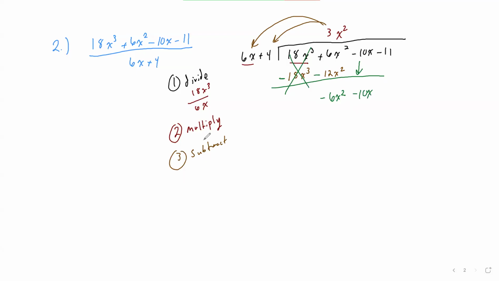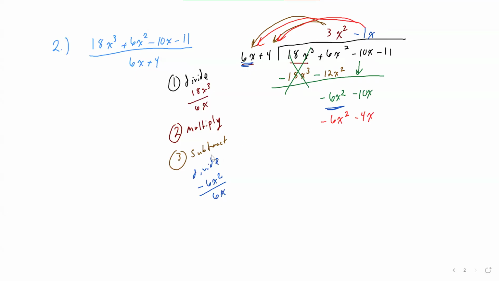So I'm going to start by dividing. So I'll take now negative 6x squared, and divide it by 6x. So I see that negative 6 divided by 6 is negative 1. And x squared divided by x is x. So then I take that and I'm going to multiply it. So negative 1x times 6x is negative 6x squared. Negative 1 times 4 is negative 4x.